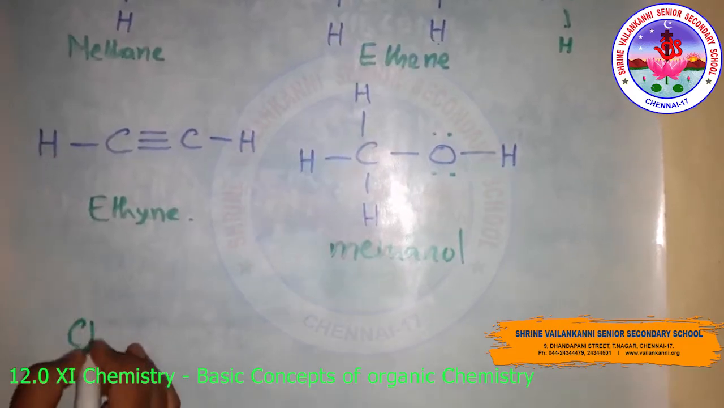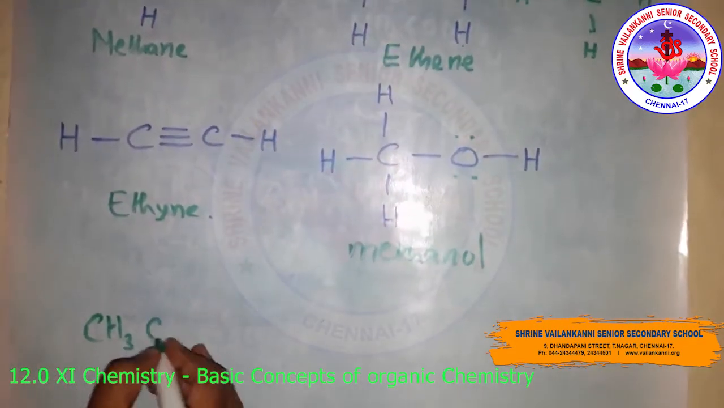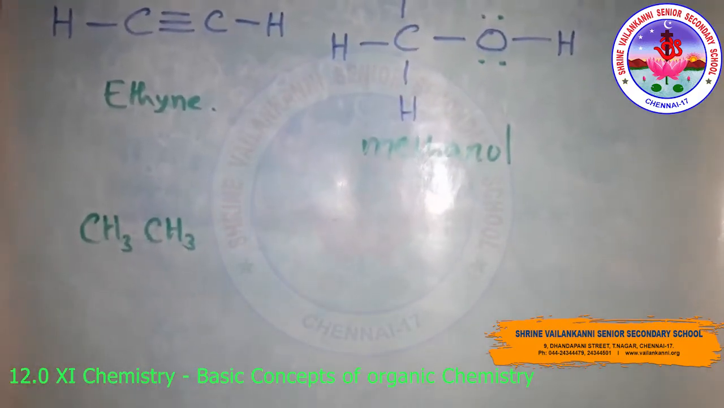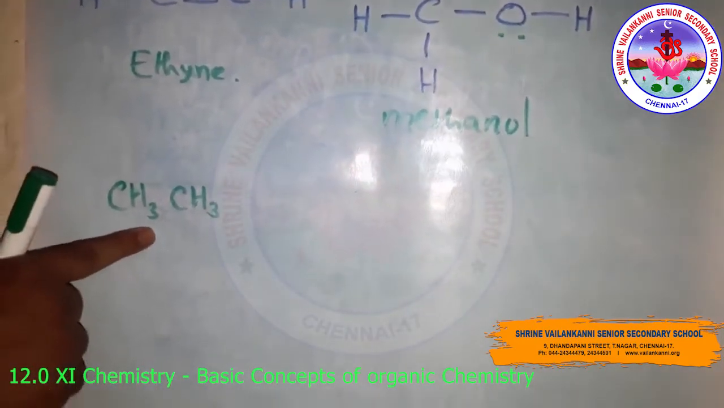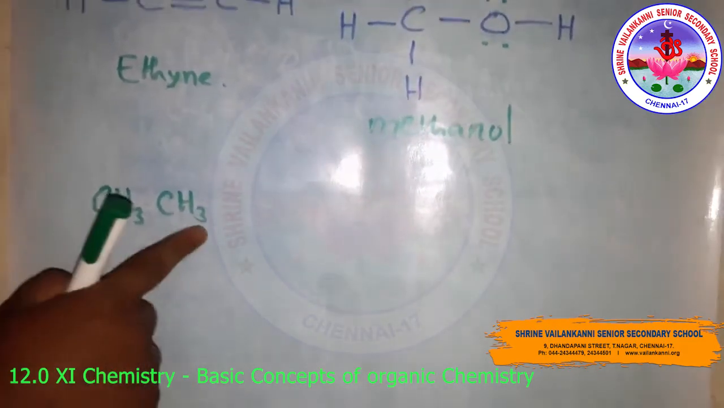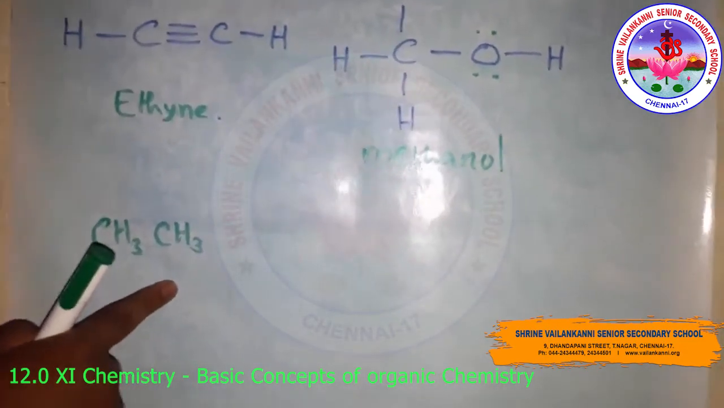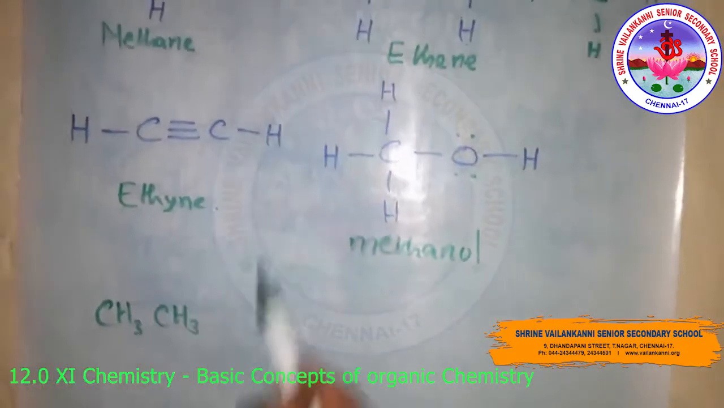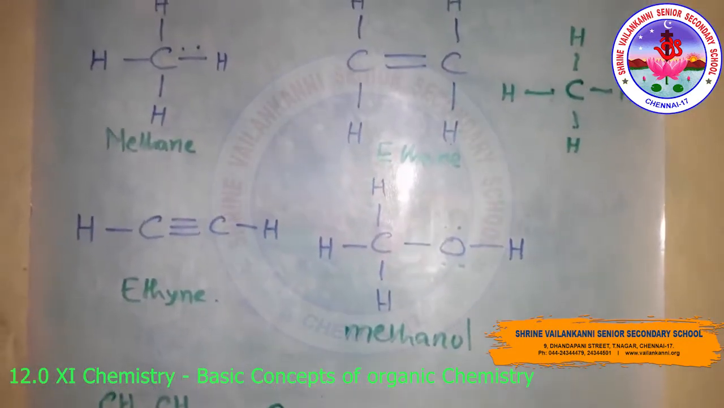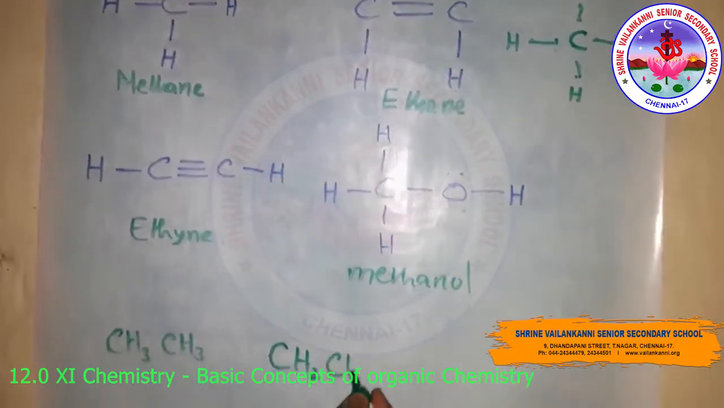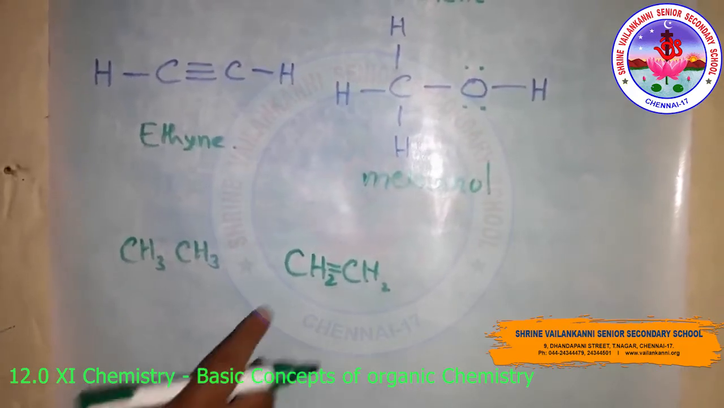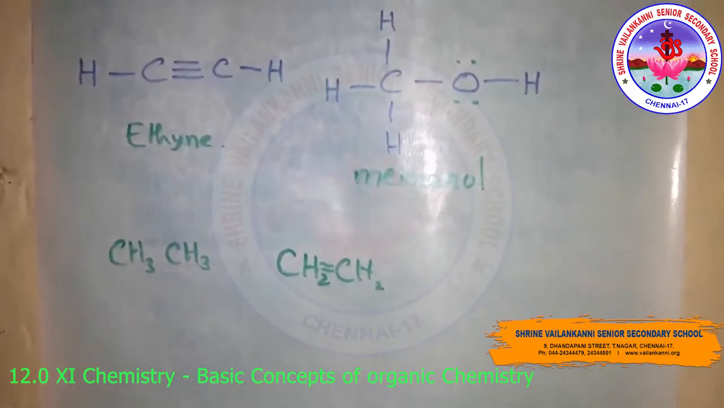For ethane, simply you can put CH3, CH3. No need to write the dashes. Simply write the subscript, the number of hydrogen atoms. Here also, this is ethane. For ethene, the compound has CH2, we can write it like this, CH2, CH2. Here you have to mention the double bond, so CH2 double bond CH2.